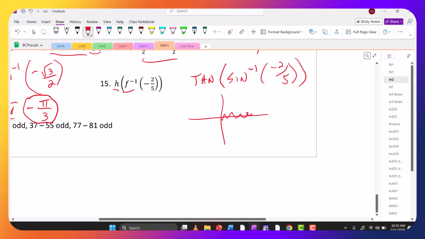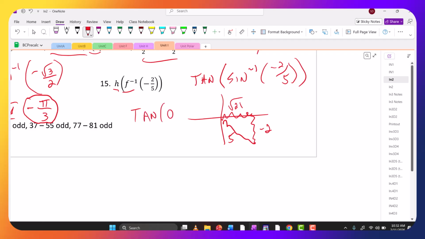Negative 2, 5. I'm not doing the Pythagorean theorem. 25 minus 4 is 21. If you don't know how I got root 21, go back to grade school. Okay, so again, this is just some mystery theta. You never get a chance to find out what this angle measure is, because then you turn around and tan that angle measure, which is just dealing with this triangle. And what's tan? Y over x. So it's negative 2 root 21 over 21.